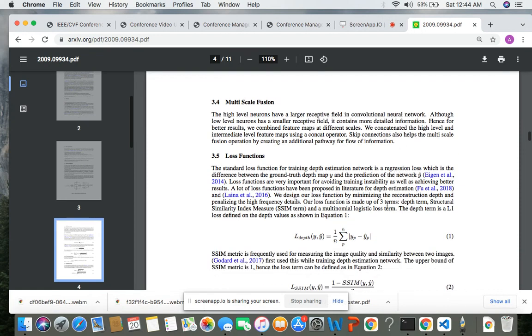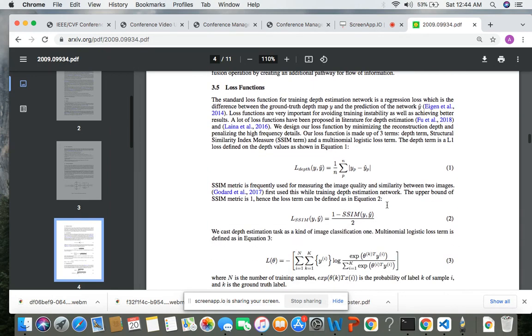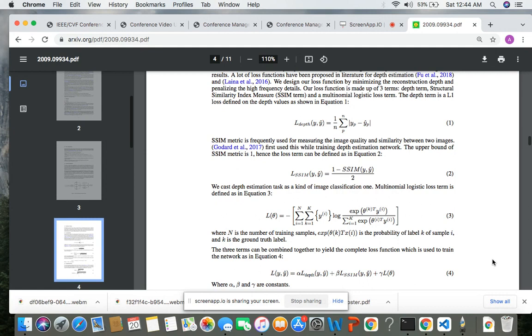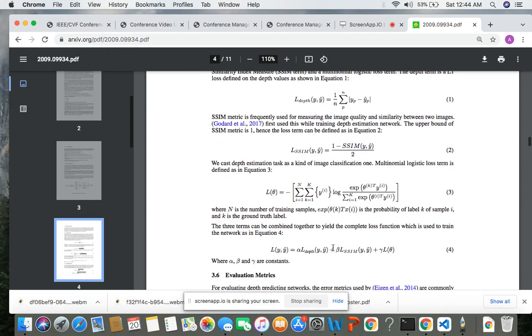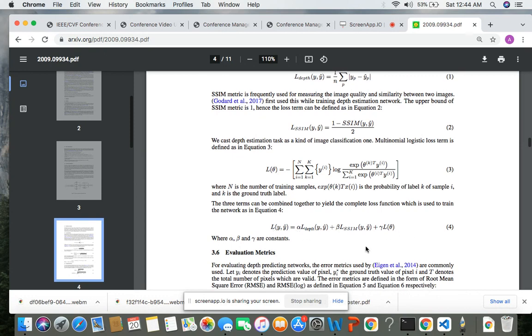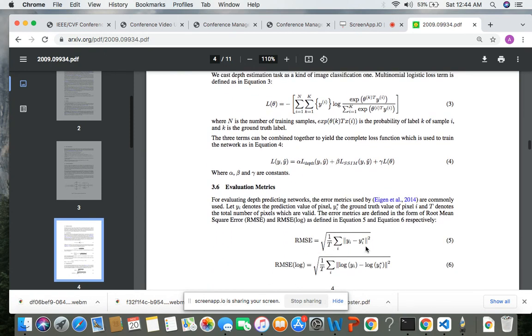The loss function we have used is the commonly used L1 loss, which is basically the difference of the absolute depth values. We also use SSIM loss here, which is defined using this equation. We have used multinomial logistic loss here. So this is something which is novel, although the first two terms of the loss function have been borrowed from previous papers. This is something which we have incorporated here. And in the fourth equation, we summed up all three individual loss functions with some alpha, beta, and gamma parameter values, which are basically constants here.